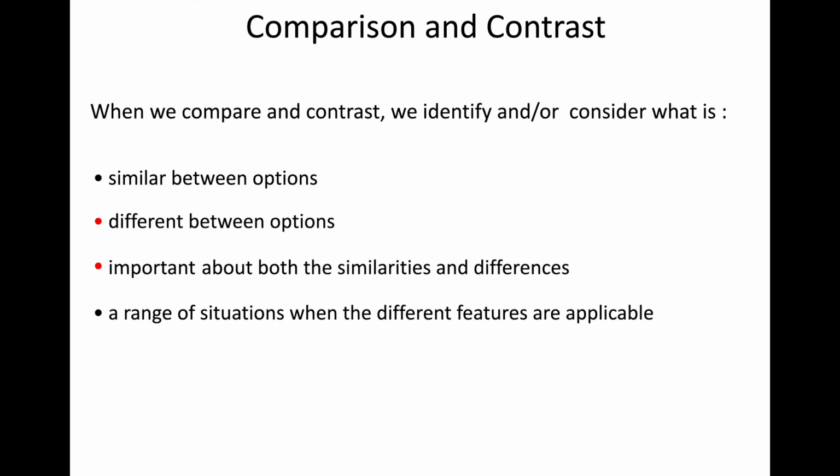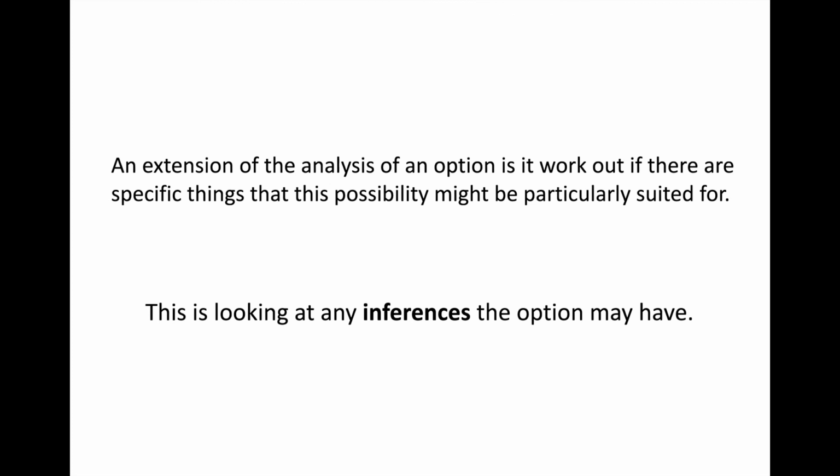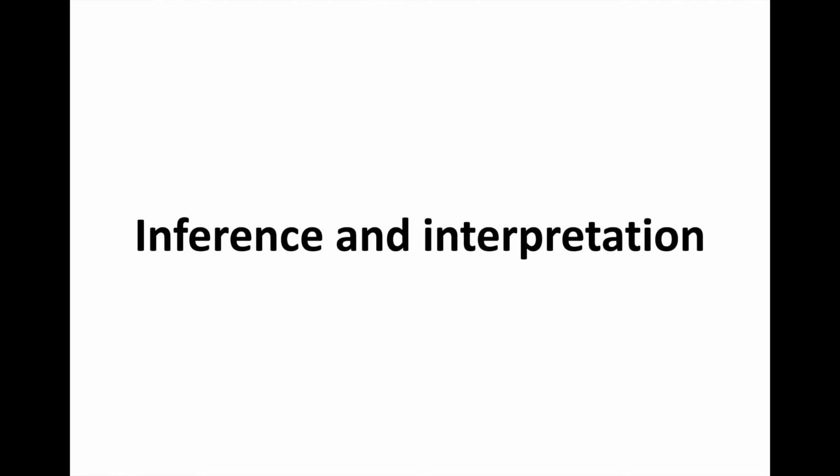When we compare and contrast, what we're doing is we're seeing what's similar, what's different, and what's important about these similarities and differences. And in some situations, certain features will be applicable, and in others, they won't be. An extension of this analysis idea is to work out if there are any specific things that a particular possibility may be particularly suited for. This is looking at any inferences that the option may have.